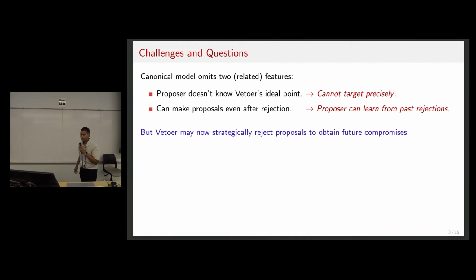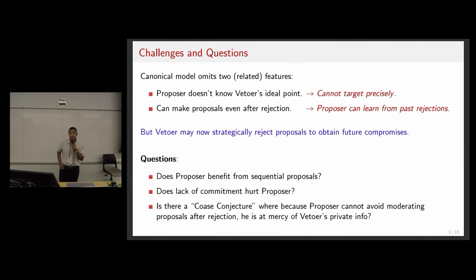Of course, this could also mean that the vetoer would strategically reject proposals today in order to obtain compromises in the future. And this brings us to a classical Coase conjecture question, where if it's the case that the proposer cannot avoid moderating proposals after rejection, is he going to be at the mercy of the vetoer's private information? Okay, so that's the question this paper is going to ask.